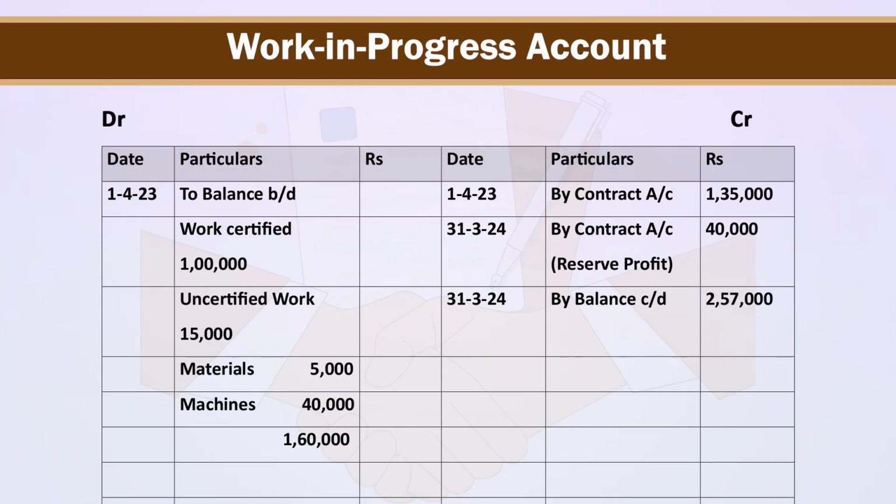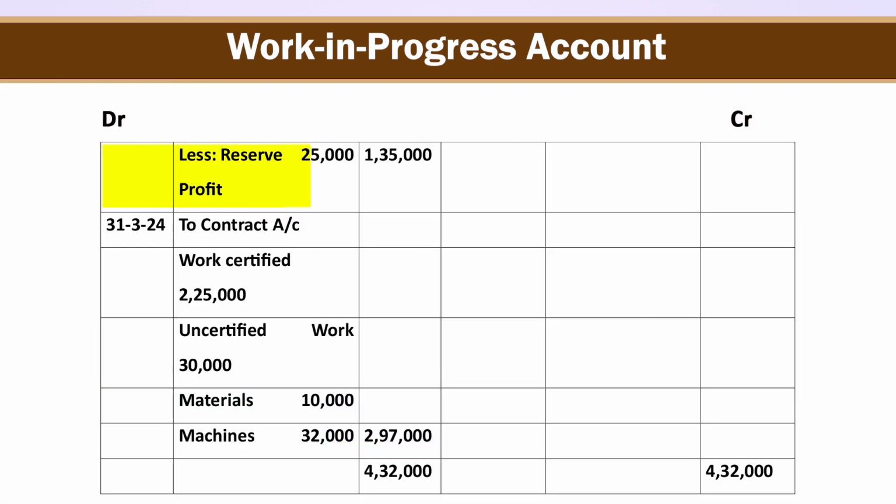Let's prepare work in progress account. Work in progress account on debit side on 1st April 23 to balance brought down, in that work certified rupees 1 lakh, work uncertified 15,000, materials 5,000, machines 40,000, making total 1,60,000 less reserve profit 25,000. Therefore, outer column figure is 1,35,000.